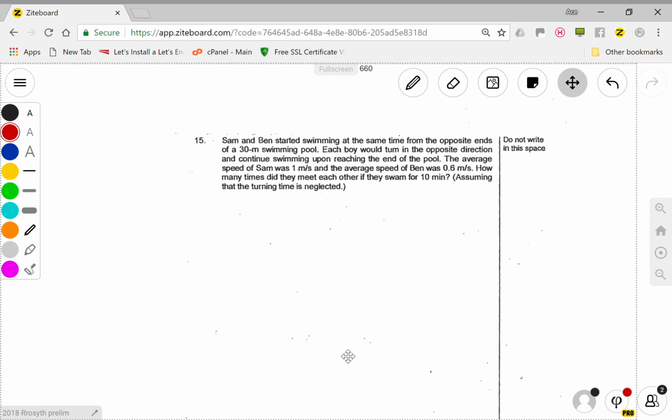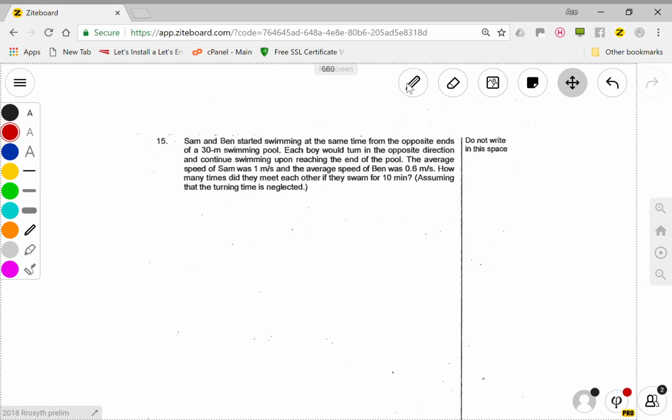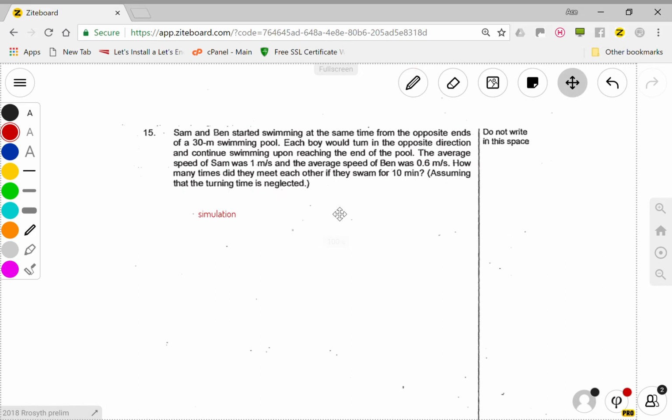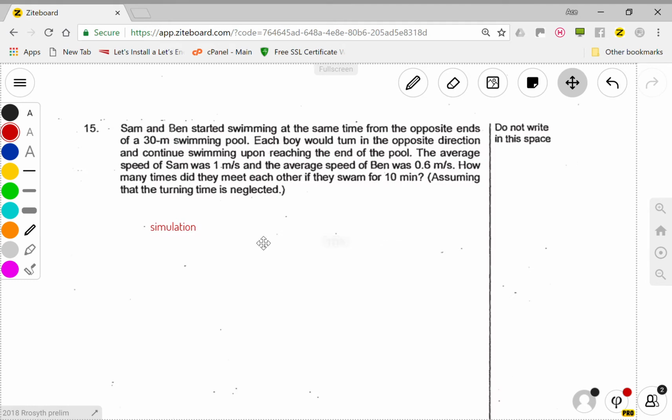This is the trending type of question I'm talking about. What do I mean by trending type of question? Because this type of question is a simulation type of question. Let me type it out: simulation. That means it's some kind of sport, or they're doing something.